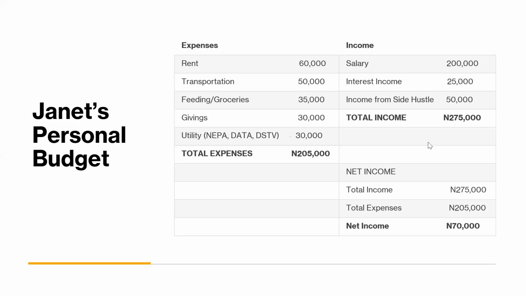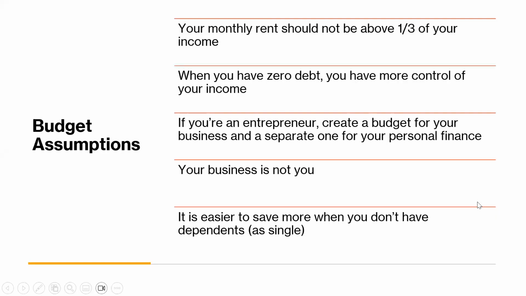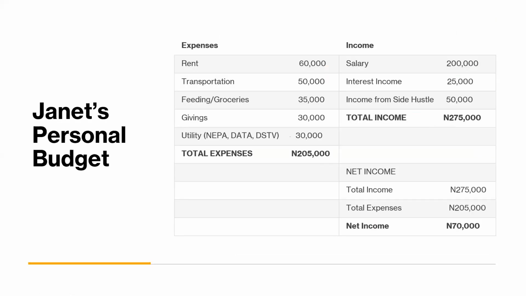So that is how you do your expenses and income. Let me just move on because the slides are plenty. We're still going far. So what are some of the budget assumptions? Number one, your annual rent should not be above one third of your income. So if you earn, let's look at this girl. Her total income monthly is 275,000 and her rent is 60,000 naira. So it means she's paying 720,000 per annum as rent.